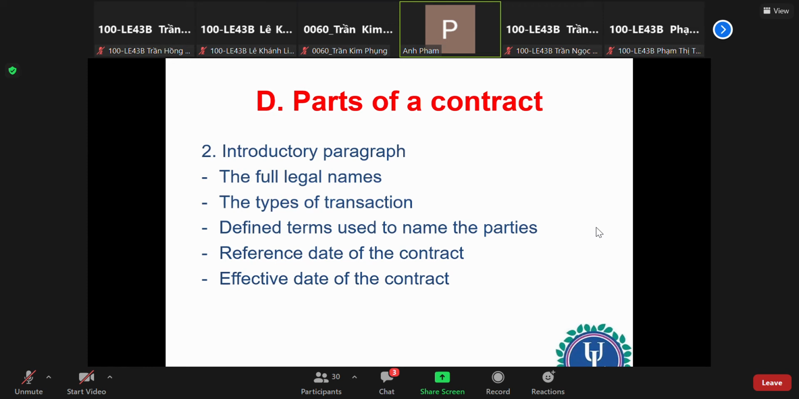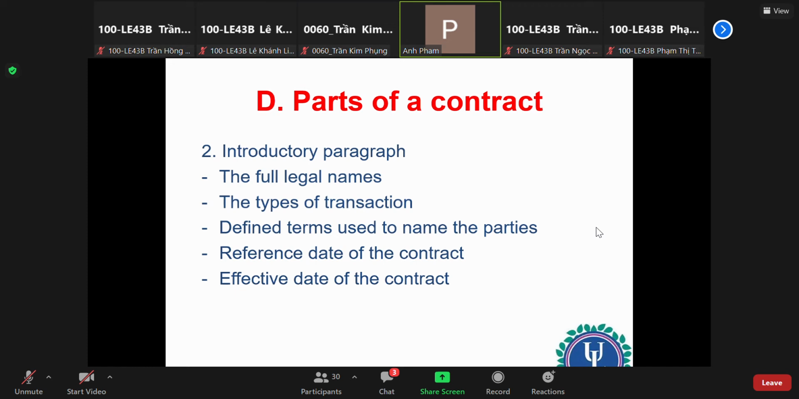So through the whole contract, it doesn't take a lot of time for the parties to specify again a very full name of a party, right? They just use an abbreviation by giving a definition to the name of a party, and that's defined usually in the introductory paragraph.